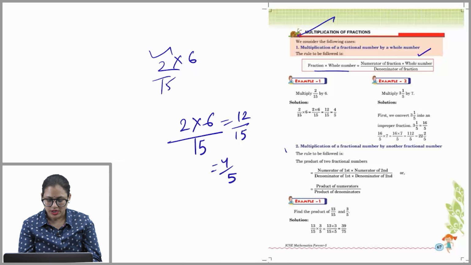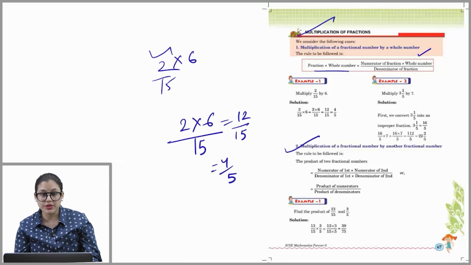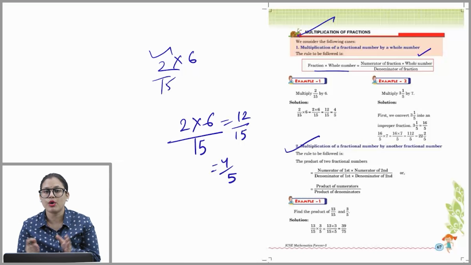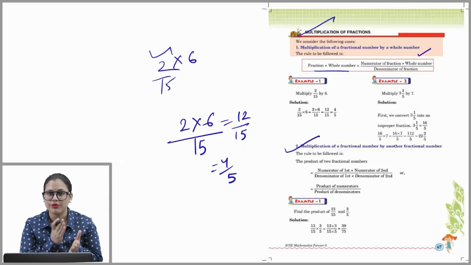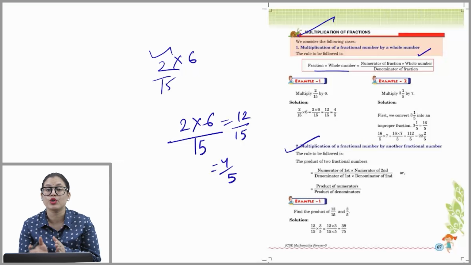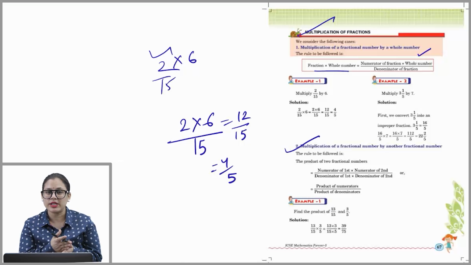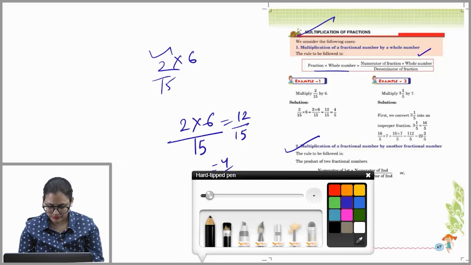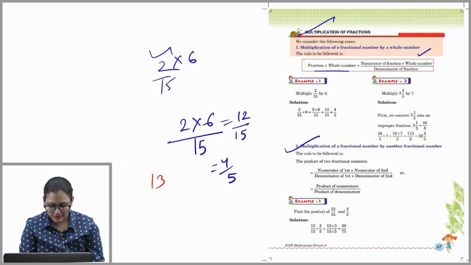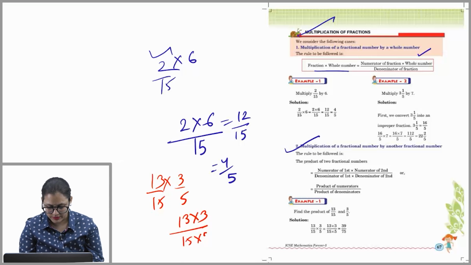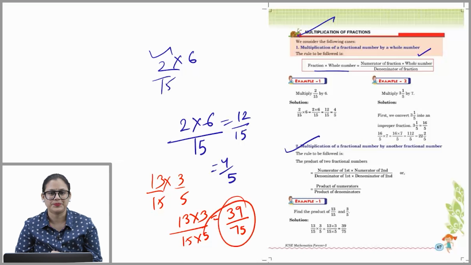Okay. Number 2, multiplication of a fractional number by another fractional number. The rule to be followed is: the product of two fractional numbers is numerator of first into numerator of second upon denominator of first into denominator of second. Means we will multiply numerator by numerator, denominator by denominator. For example, 13/15 into 3/5. So you will multiply 13 by 3 and 15 by 5. 13 into 3 is 39 and 15 into 5 is 75. Okay.